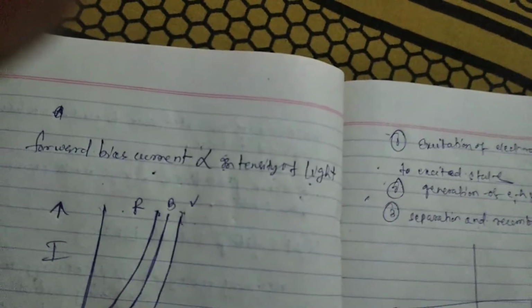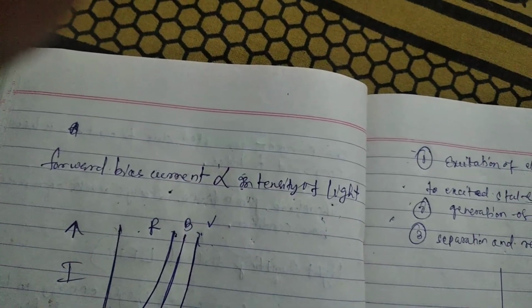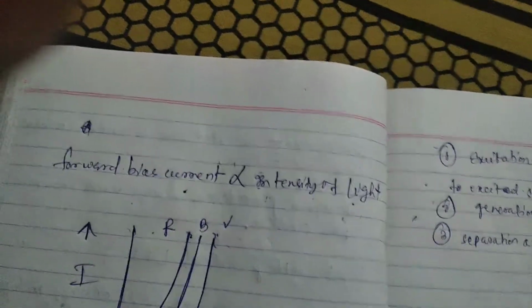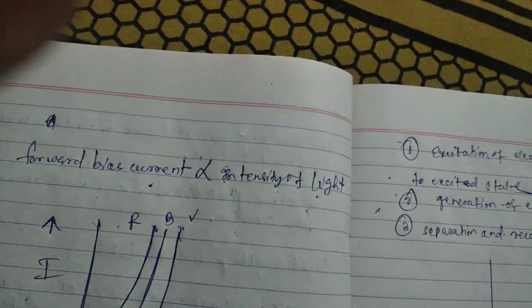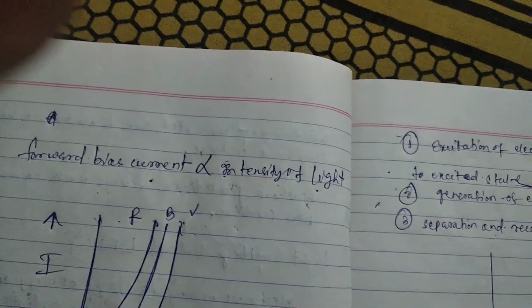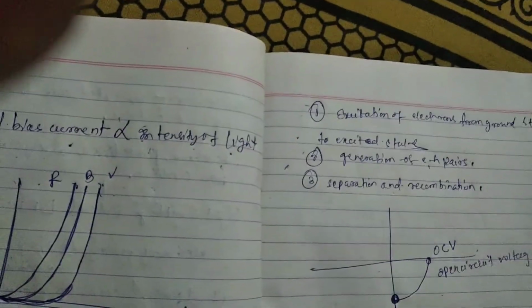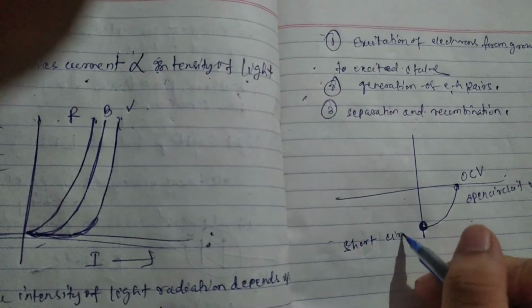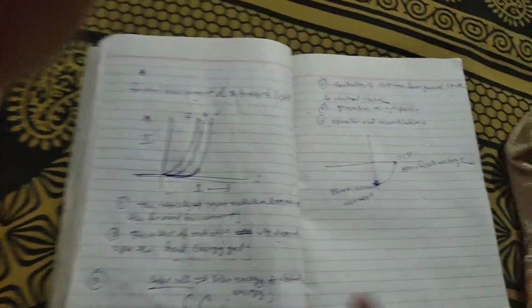Now an important graph you have to understand. You have to remember this graph. So this is the graph. This is open circuit voltage, and here it is short circuit current. This graph you have to remember while writing about the solar cell. You have to draw this graph.